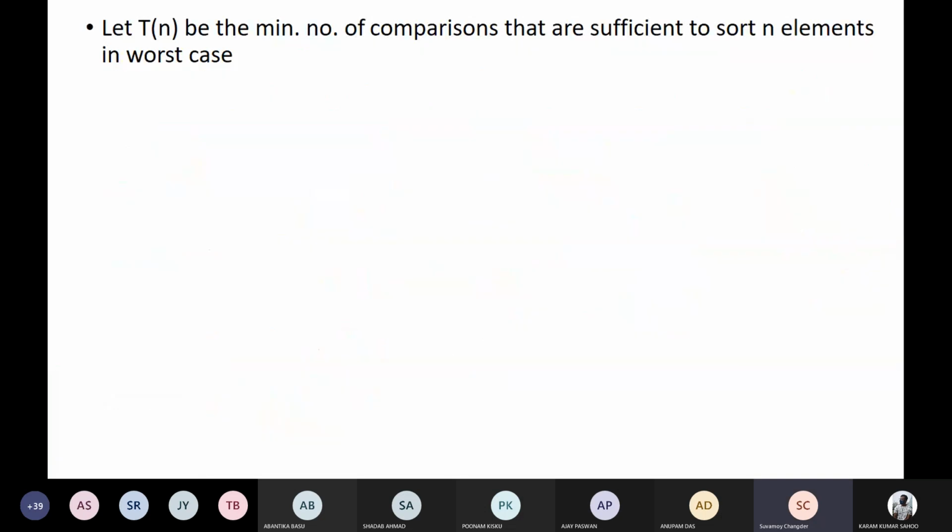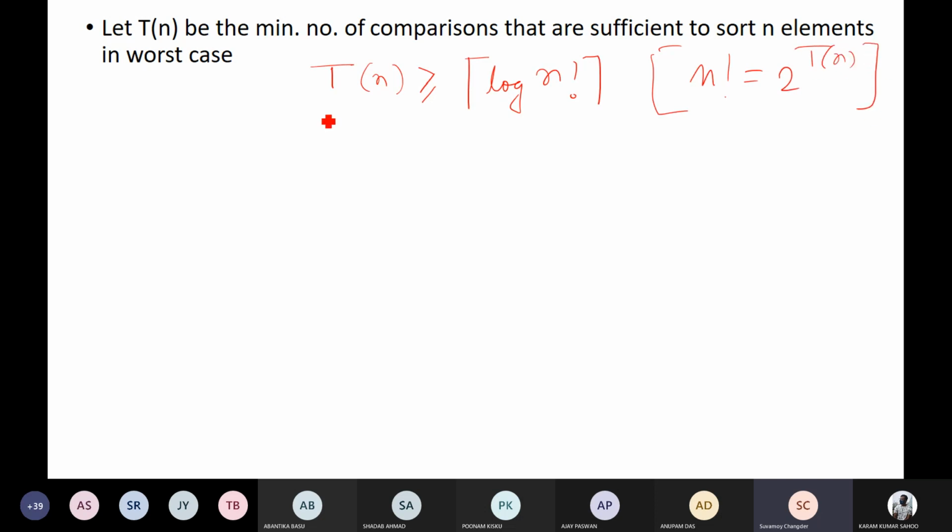Then what we can say, that if Tn is an integer value, let us consider, obviously it will be an integer value, then the lower bound we should get must be greater than or equal to log of factorial n. Here we have written n factorial equals to 2 to the power T of n. Okay, so T of n is equal to this.